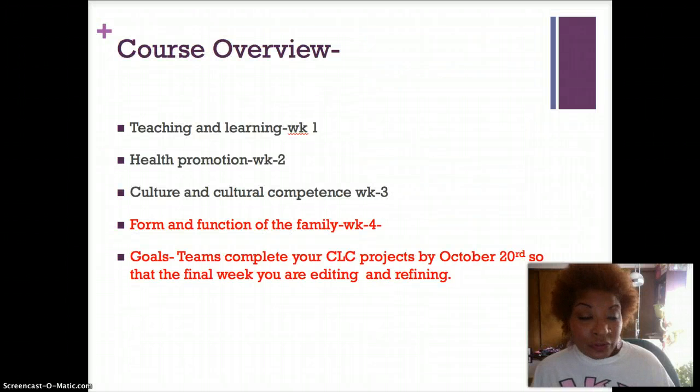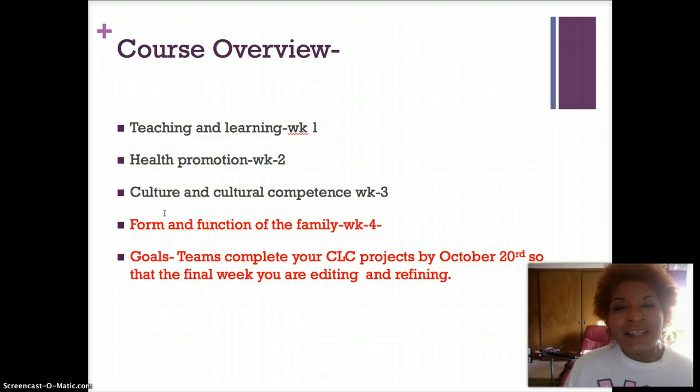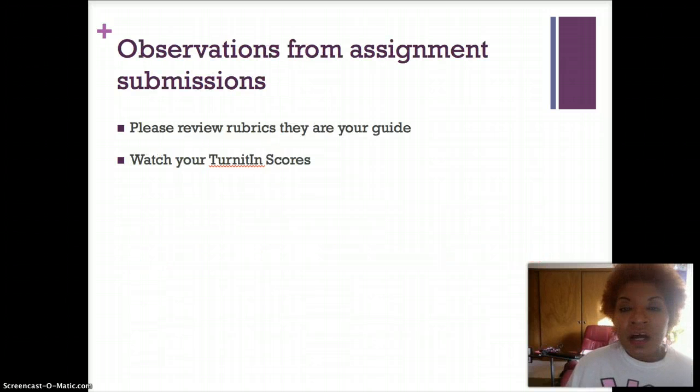Again, this course is focused on understanding and learning the role of the community health nurse as a teacher, as a health promoter, as a professional, accepting and understanding of various cultures and being a culturally competent individual. This course focuses on you understanding the role of the nurse as related to their service to families and family systems, and not just the individual, as is done in acute care.